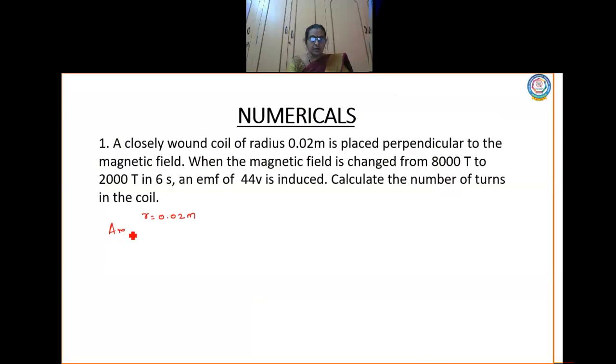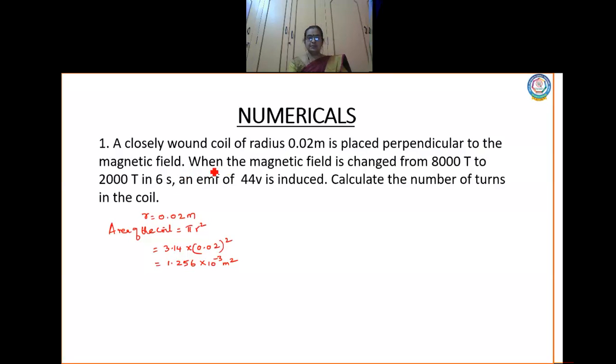With this I can find out the area of the coil. What is the formula for area? Pi r square, so 3.14 into 0.02 the whole square. When I simplify this, I will have the value 1.256 into 10 power minus 3 meter square. So I found out the area. Now this is placed perpendicular to the magnetic field.